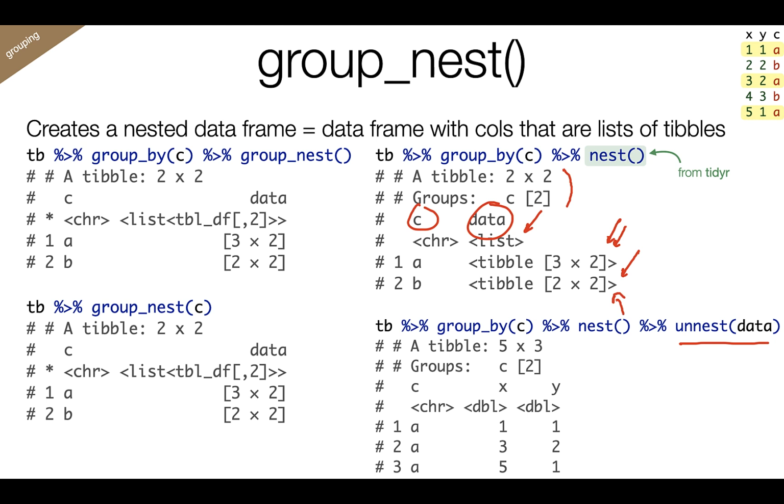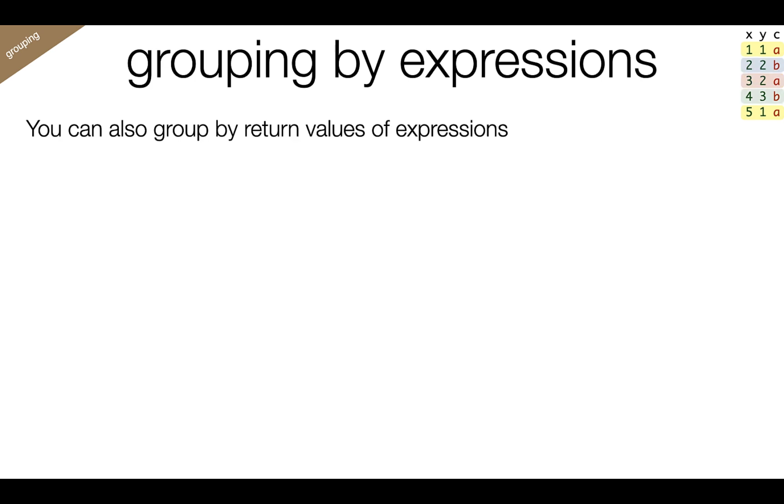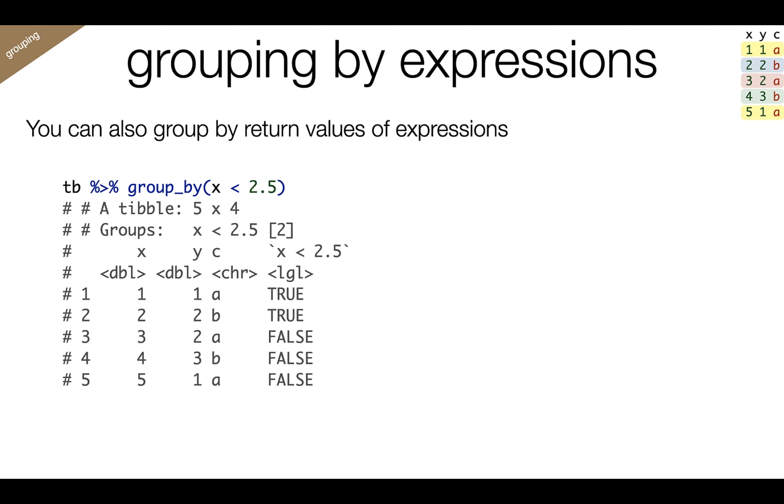So when you unnest things, it expands them, and the resulting tibble typically gets much larger. Now, up until this point, we've only seen grouping by a variable. However, you can also group by the return values of expressions. For example, I could say tibble group by x is less than 2.5. It will actually apply that function to create a new kind of column, as it were, and then it's going to group the tibble by that new column.